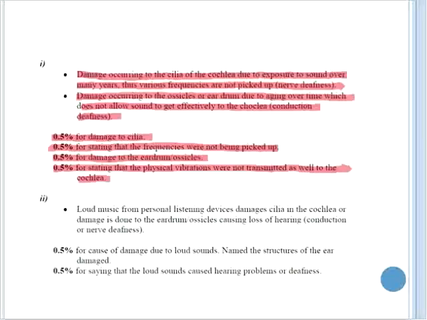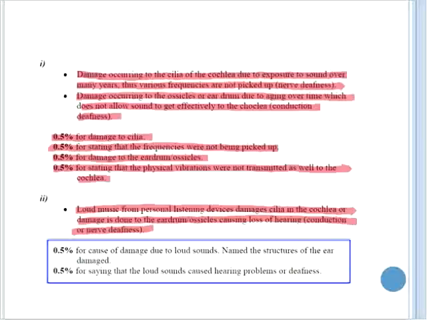Part 2 asks about personal listening devices in adolescents, and the answer will be as follows. Loud music from personal listening devices damages the cilia and the cochlea, or damage is done to the eardrum, causing loss of hearing, conduction, or nerve deafness. The marking scheme will award a 0.5 for cause of damage due to loud sounds, name the structure of the ear damaged, and a 0.5 for saying the loud sounds cause hearing problems or deafness.